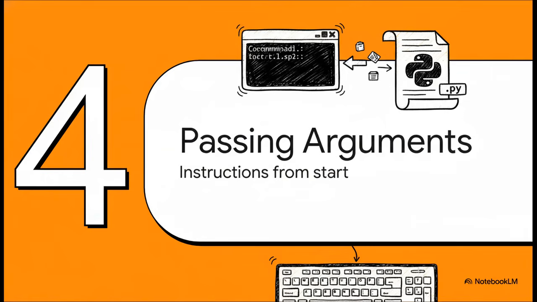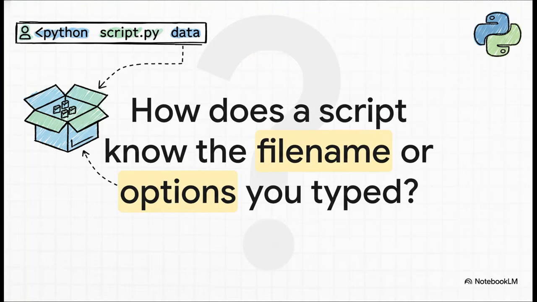Okay, let's level up a little bit. We've been talking about this interactive chat, but what about when you run a full script file? How do you give that script some information before it even begins? You know, give it instructions right from the command line. I mean, really think about it. When you type something like python script.py data into your terminal, how on earth does the code inside that script.py file know about the word data? It feels a bit like magic, but the answer is actually pretty simple.